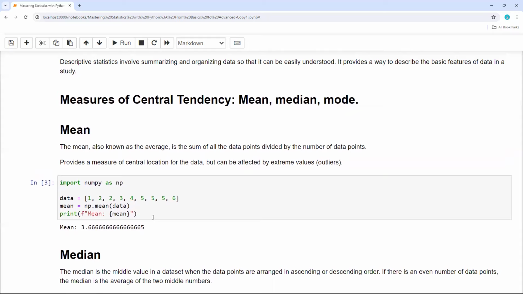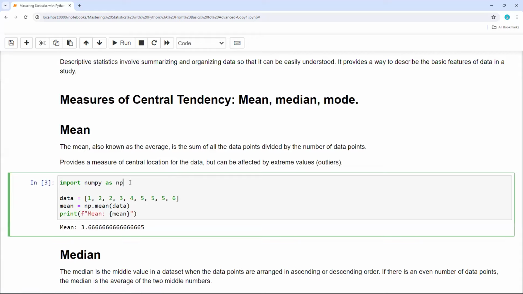So how to compute the mean? For example, I have to import numpy as np because I am doing some mathematical operations. My data is a list of numbers: 1, 2, 2, 3, 4, 5, 5, 5, 6. I just wanted to know the mean of these 9 numbers. The simple syntax is np.mean, and you should pass the data, then we'll be able to get the result.